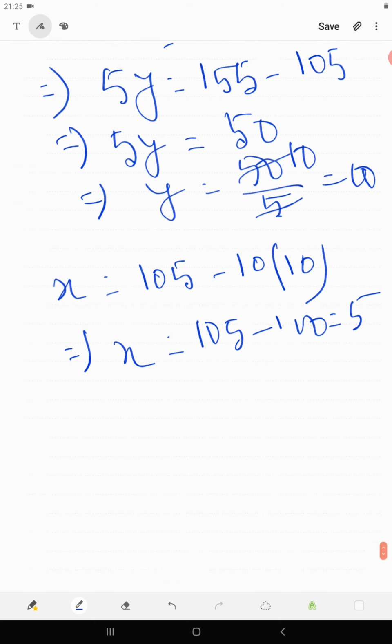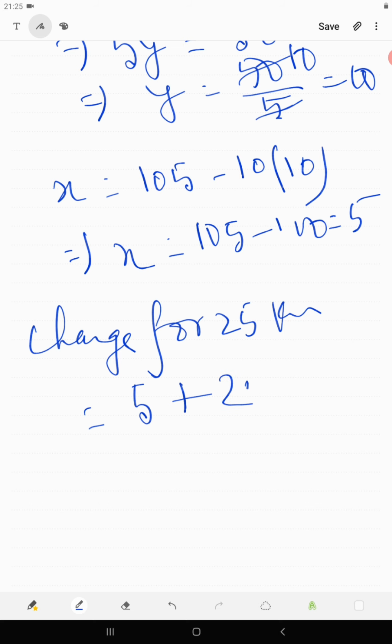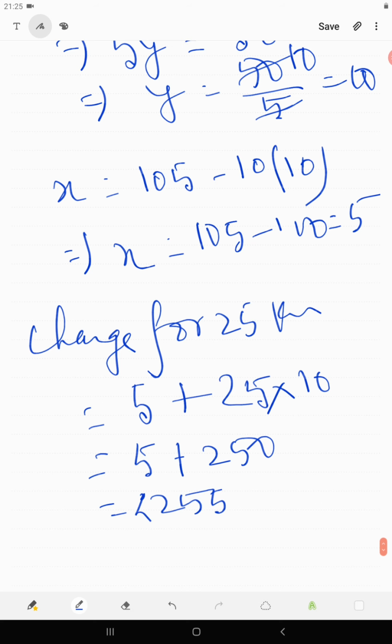Okay. Now charge for 25 kilometer. What will be the charge for 25 kilometer? There will be fixed charge, that is x, that will be 5 rupees, and then there will be variable charge per kilometer. So 25 into the variable charge, which is 10 rupees per kilometer. Since for 1 kilometer it is 10 rupees, so for 25 kilometer it is 25 into 10 rupees. So 5 plus 250. So we got 255 rupees. Okay, answer. So that is our fourth problem.